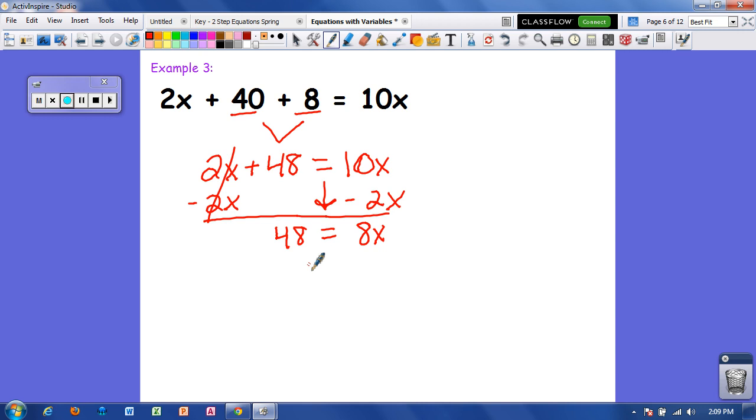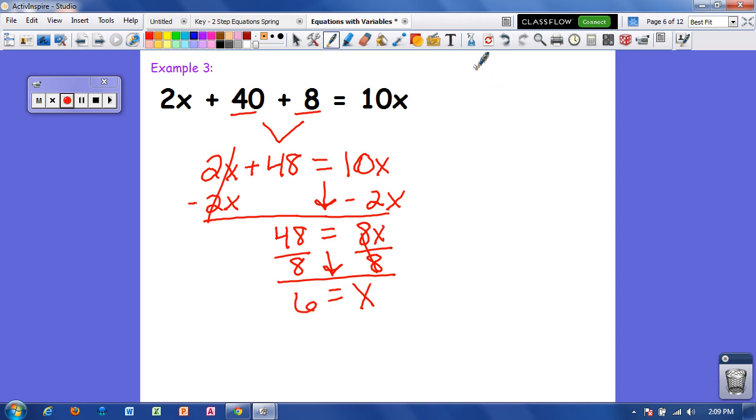The reason I did it this way was because if I would have taken the 10x and brought it to this side, we would have had 0 over here. And we want to make sure that we keep it balanced. We don't want to just have 0 on one side. So 48 equals 8x. The inverse of multiplying by 8 is to divide by 8. And 48 divided by 8 is 6.